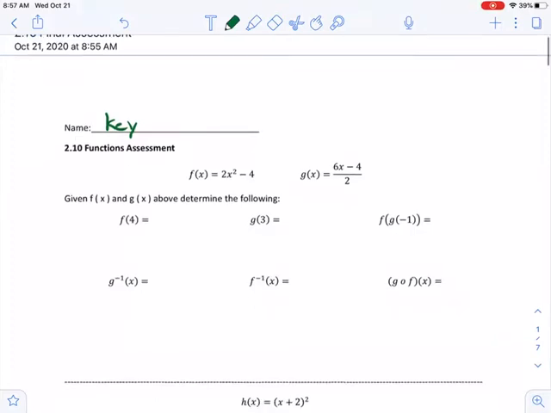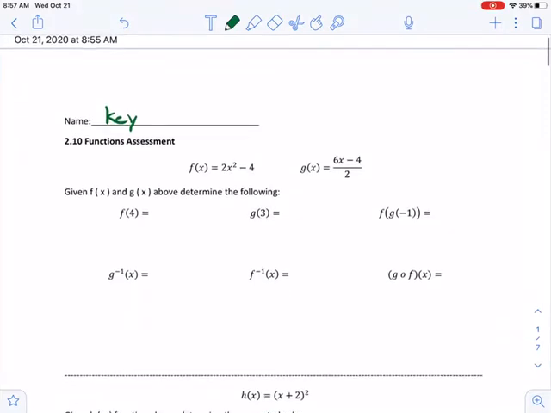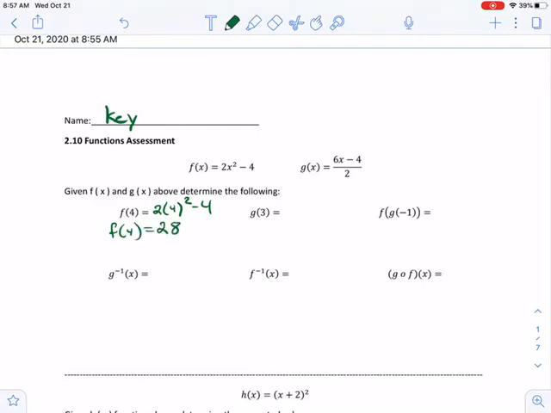So the first part of the assessment, I've given you two different functions and asking you to determine the following values. Depending on what it looks like, for f of 4, we're simply going to plug 4 into my expression and evaluate it from there. It's looking like we're going to get 28 once all is said and done. 4 squared, 16, times 2 is 32, minus 4 gives me 28.